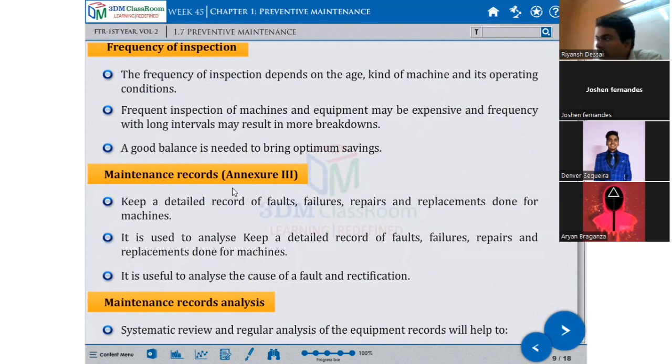After 6 months, the value of the machine drops. Because there are some timing belts in the industry, they are very costly. The price of one belt can be 10,000 or 20,000.